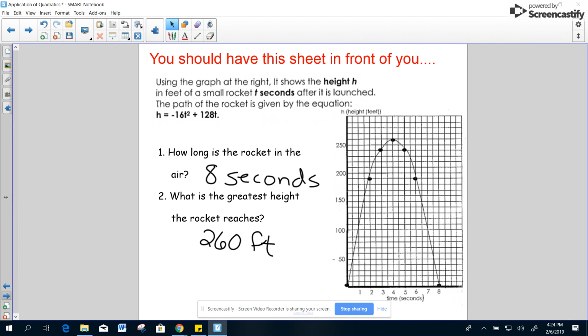We determine our answers by looking at the takeoff point of our rocket at time 0 and the landing point here at 8 seconds. The path of my rocket is seen here. The highest height that it reaches is 260.